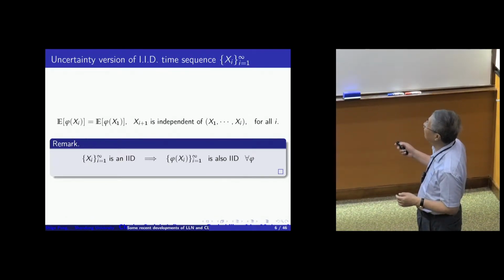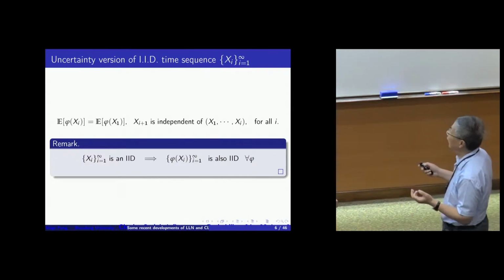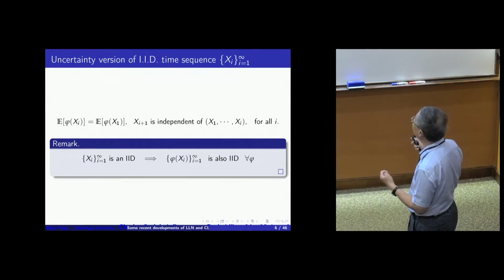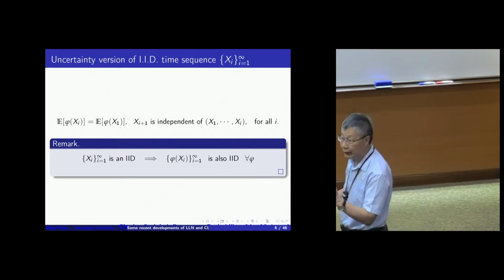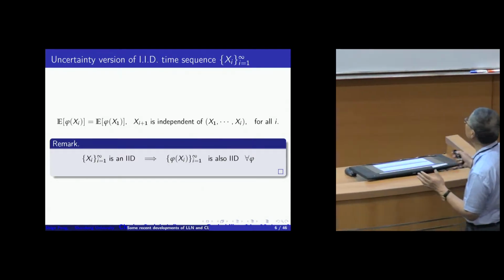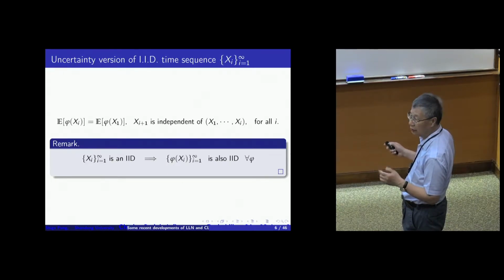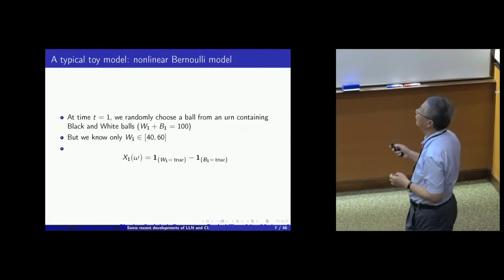Then we can think about IID, the so-called IID, because we have identical distribution. If we have a sequence of random variables X1, and so on, and X_{i+1} is independent of X1 to Xi for all i, then we say that this is IID. So this is one-way IID. It's just one-way IID, but in fact, for any phi, this is still IID. This is just like a classical situation.